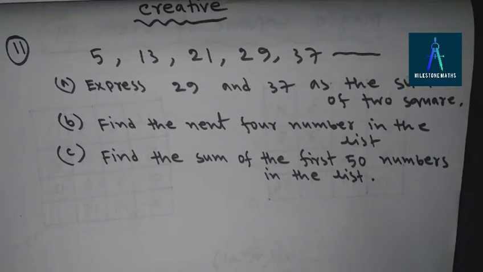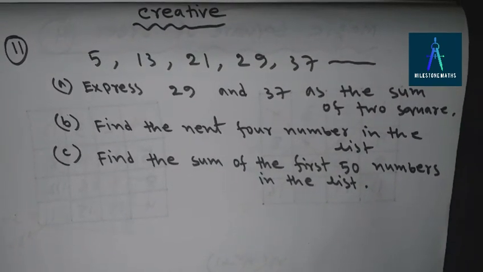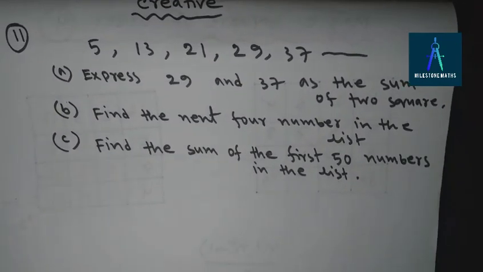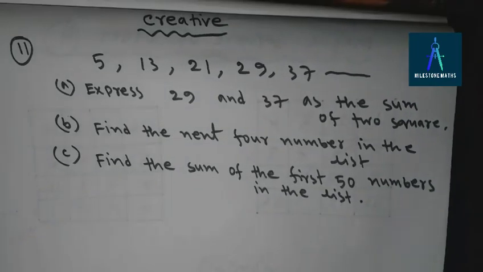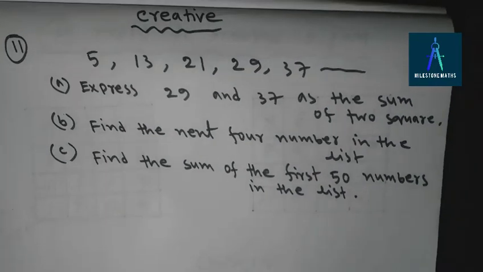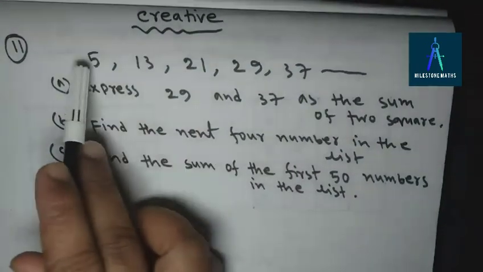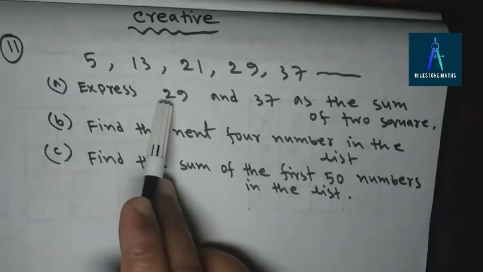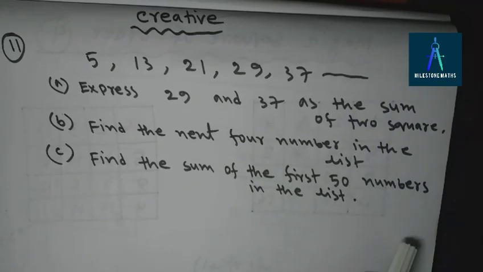Dear students, our basic discussion is complete. Now we will solve a creative question. So we can see the creative question. This is creative question number 11 from your textbook. So we can see here 5, 13, 21, 29, 37 is a series. The first question given: express 29 and 37 as the sum of 2 squares.